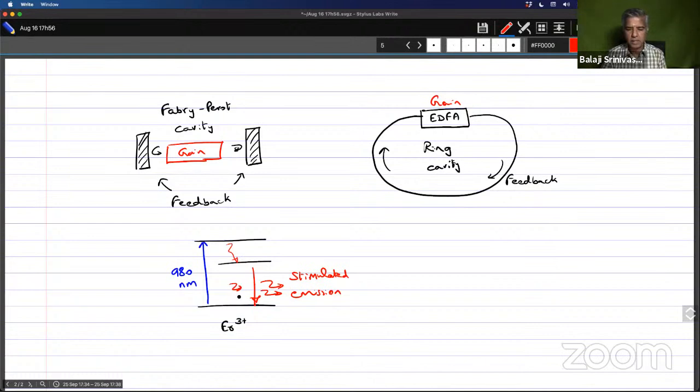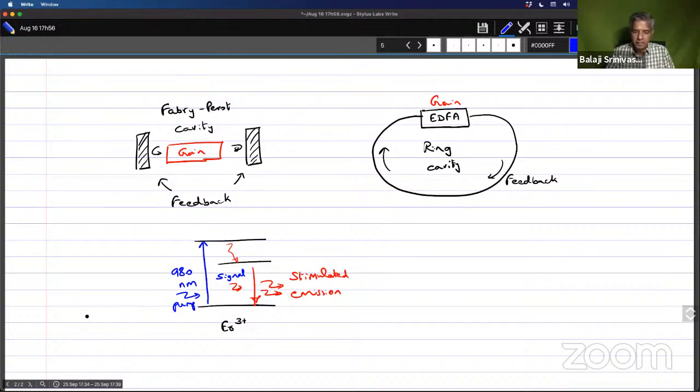Now the question is, do the pump photon and the signal photon, so here we're talking about pump photon coming in and it's causing this inversion, and signal photon causing this depletion and a stimulated emission. Do they have to be at the same time, or does the signal photon here have to be at a different time compared to the pump photon? Right, that's the question.